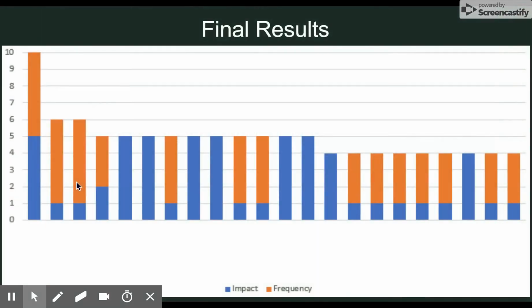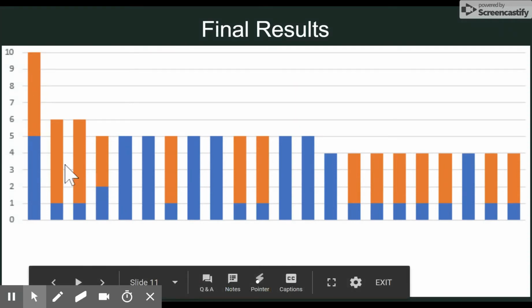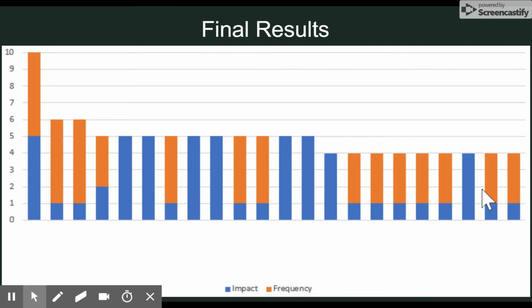So if you look at our final results, these are just some of the materials. We were not able to put all of them in one graph because there are many materials. But 10 is the highest number that you could possibly receive, making it the most risky. That means that both the impact and the frequency were categorized as level 5. And then if you look, you can also see that the graph is color coordinated to which one had the higher values. Overall, the numbers on the left show that they had higher risk assessment factors and the ones on the right had lower.